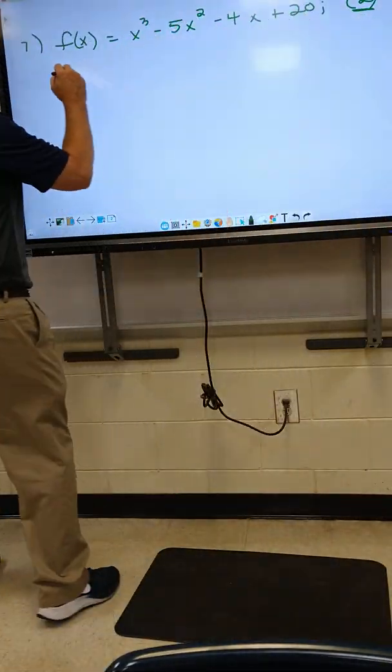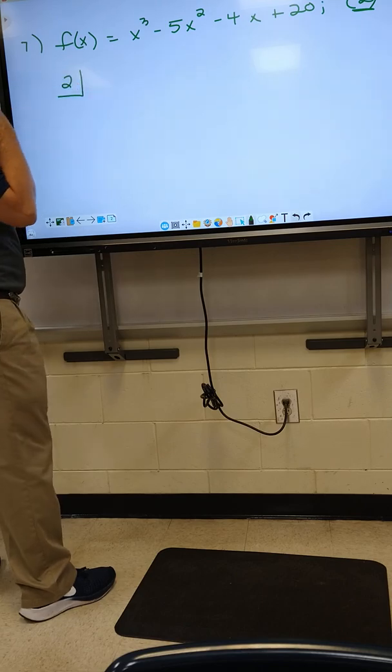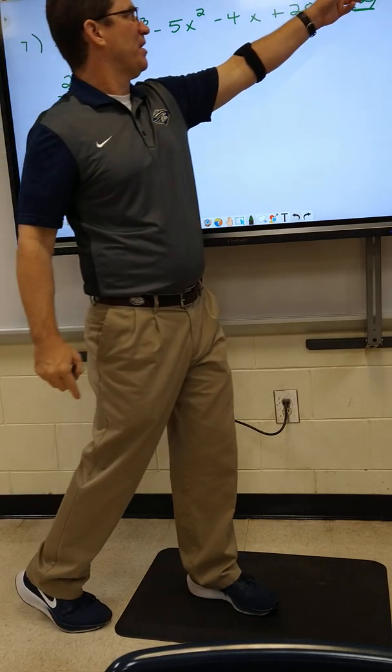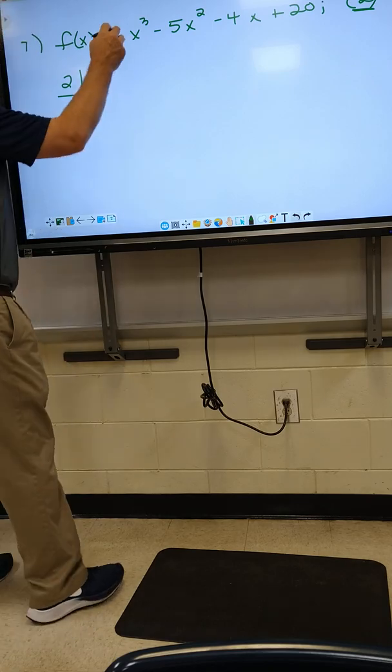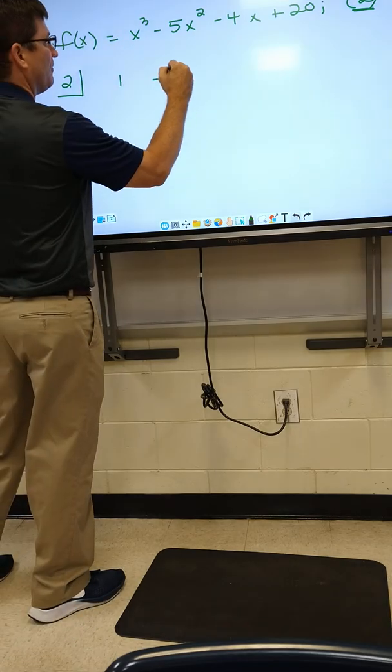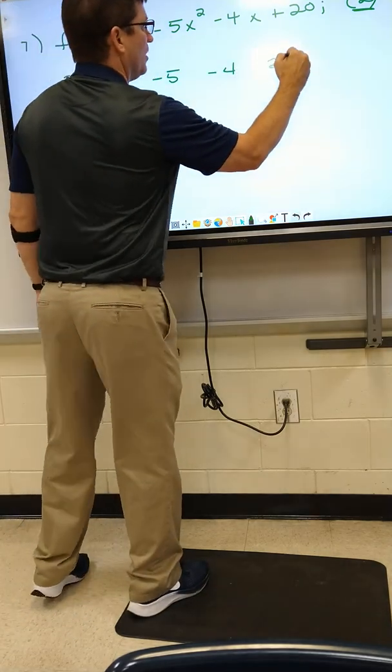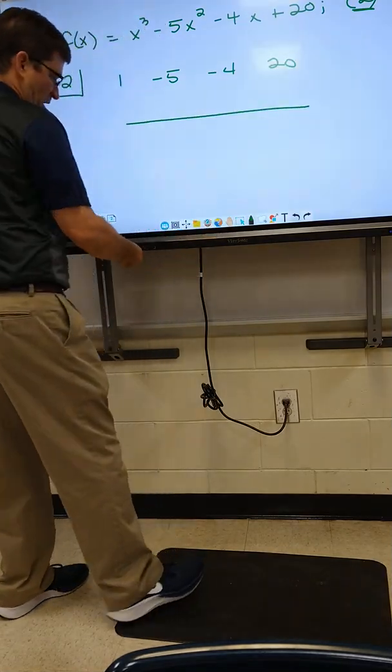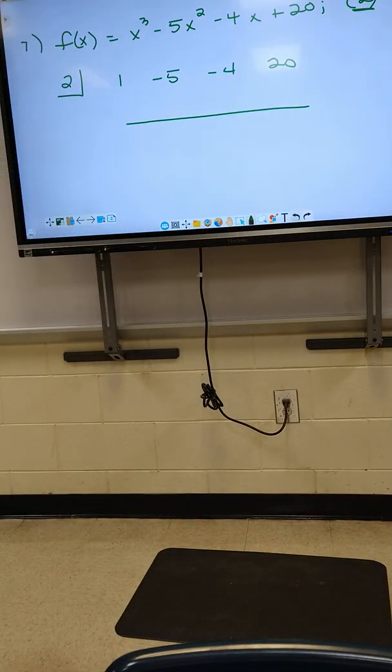All right, so we got 2 right here in the box. You don't have to flip the sign because it's not with an x, it's just a number. And then we bring down the coefficients, 1, -5, -4, and 20. All right, so this one is a basic problem from yesterday. Y'all should be able to knock this one out.